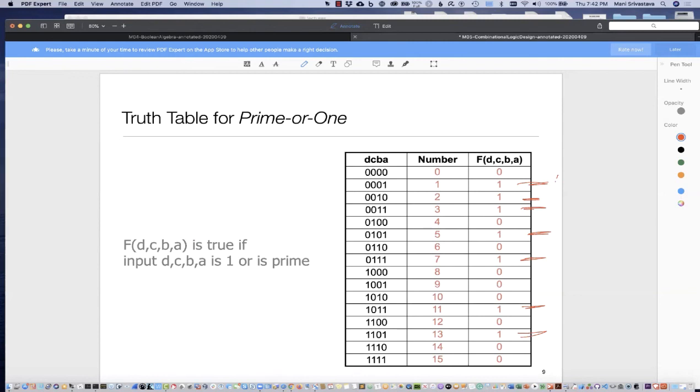If I want to write it in DNF form, can someone quickly tell me what the DNF form looks like? Remember, in DNF we have minterms. Which minterms do we care about? The ones that are 1. So it is the summation of minterm numbers, and literally the spec follows: 1, 2, 3, 5, 7, 11, and 13.